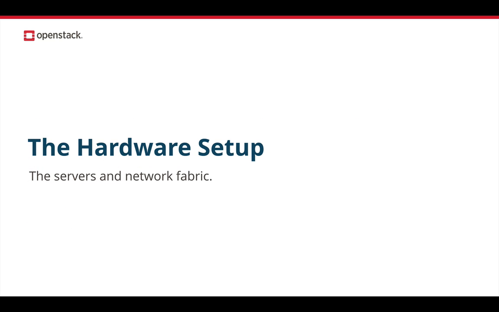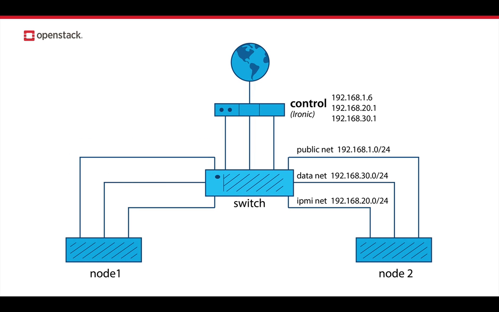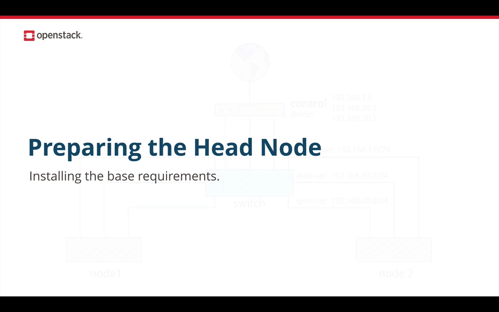In this setup, we have three servers: a control node that's going to run Ironic, and two worker nodes that are connected to a switch over VLANs with a public network, a data network, and an IPMI or out-of-band control network.